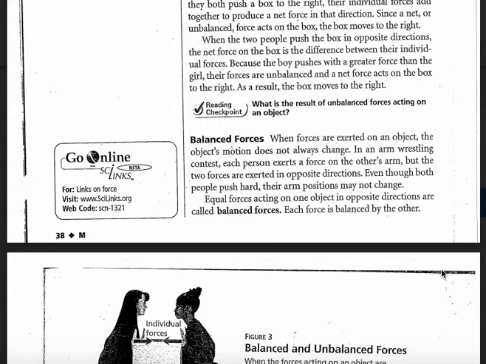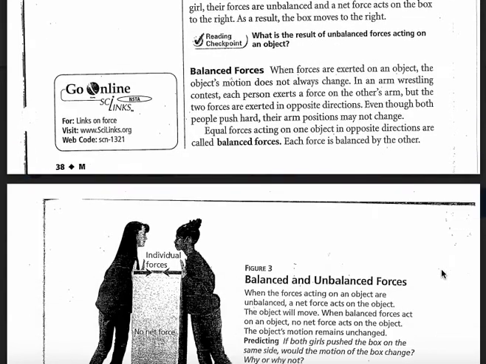Balanced forces. When forces are exerted on an object, the object's motion does not always change. In an arm wrestling contest, each person exerts a force on the other's arm, but the two forces are exerted in opposite directions. Even though both people push hard, their arm positions may not change. Equal forces acting on one object in opposite directions are called balanced forces. Each force is balanced by the other.